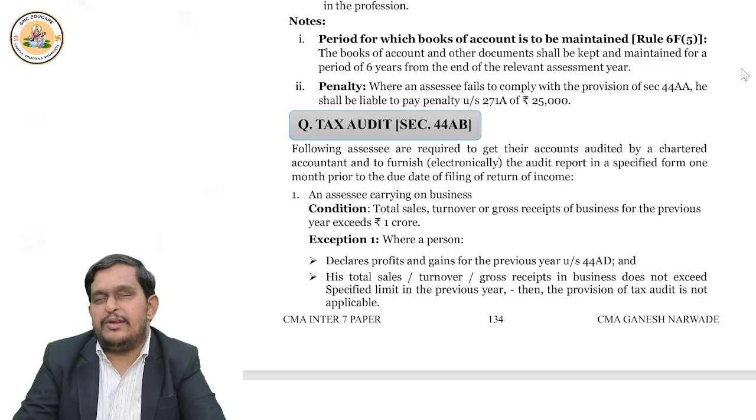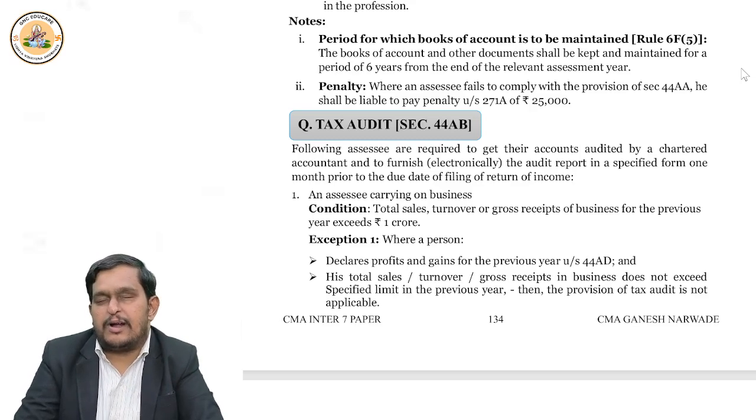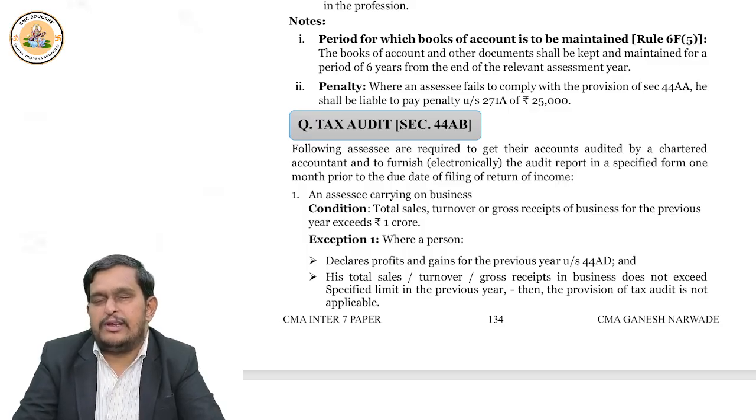But up to that period, if you do not have the records and you are not ready to show the books of accounts to the income tax officer, then you have to pay a flat penalty under section 271A. How much? 25,000 rupees. So the penalty up to 25,000 will be imposed. This way, you should remember section 44AA.